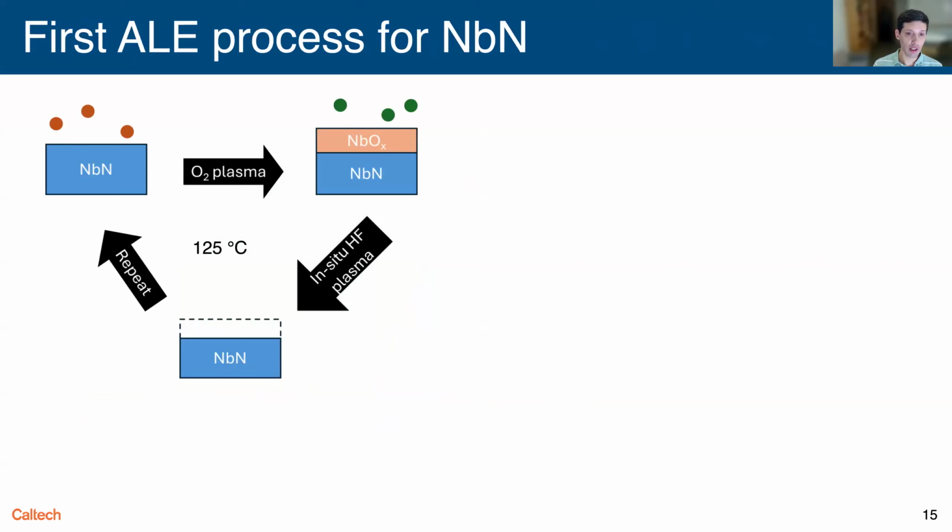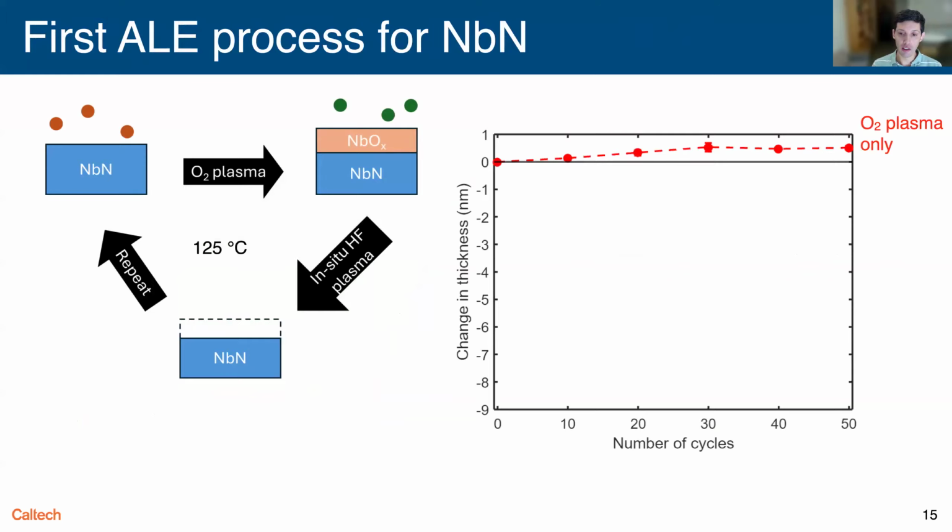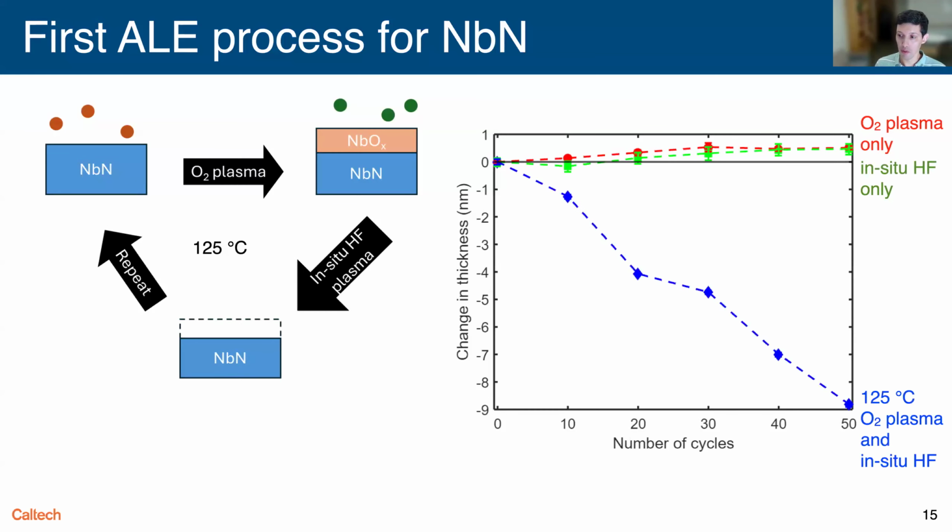Okay, so this gives us now an ALE process for niobium nitride. A key test for ALE is when you apply each half step independently, you should not observe any etching, but when you apply them both together, you see etching. And this is usually plotted as this change in thickness versus number of cycles plot. So you can see here, when we do one step, we see no etching. When we do the fluorination step, we also see no etching. But when we do them both together, we see etching. In particular, it does not terminate like we saw before.